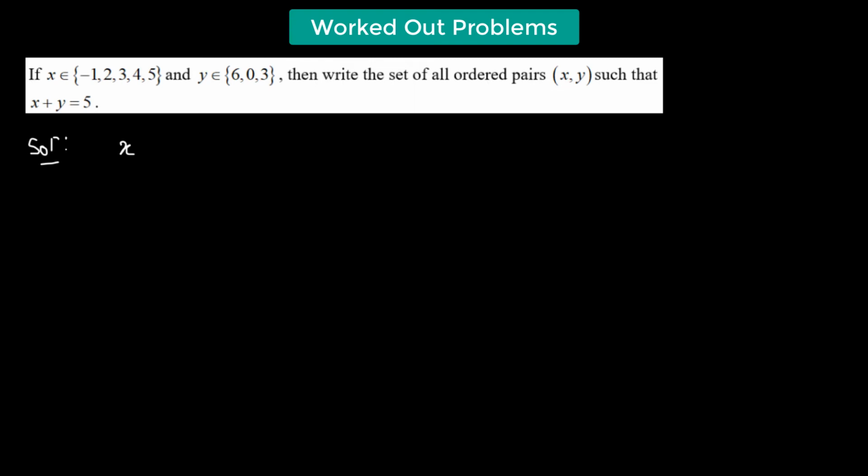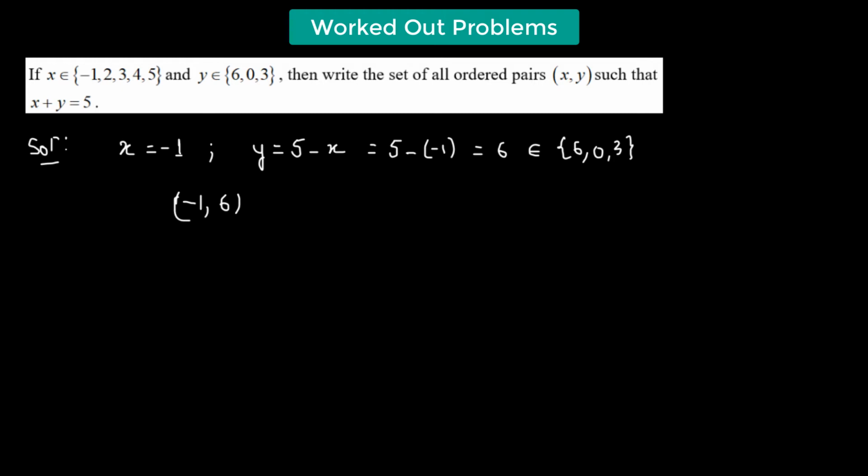Let us begin by considering the value of x. Let's pick up the first element, which is -1. So when x is -1, we are going to use the equation that's provided to us. We have y is equal to 5 minus x. Let's substitute the value of x. That is -1, so 5 minus of -1 is 5 plus 1, which gives us 6. Now we see that 6 belongs to the set 6, 0, 3. So that means the ordered pair -1, 6 is valid. So we'll keep this one.